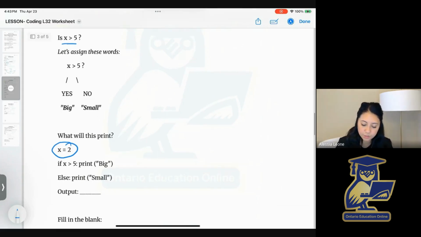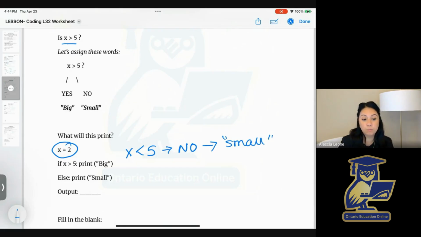So x is 2. Is x bigger or smaller than 5? X being 2, 2 is smaller than 5. So x is smaller than 5. So that means the answer is no. That means the word small is going to be printed. So our output, is it big or small? Our output is small.